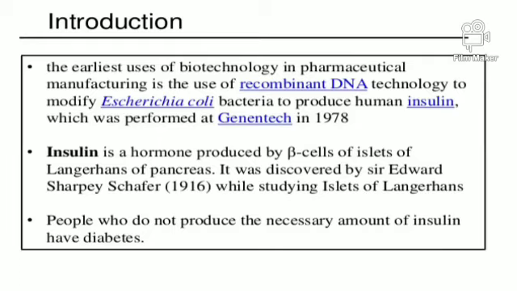From where is insulin produced? Insulin is produced in the pancreas. Which cells? The islets of Langerhans. And which are the cells? It is the beta cells. And these beta cells produce the hormone. So insulin is a hormone produced by beta cells. Okay.